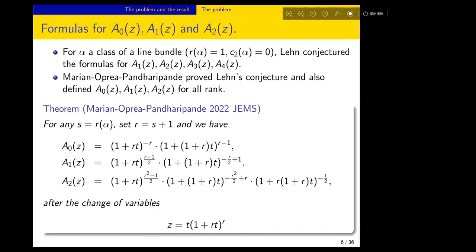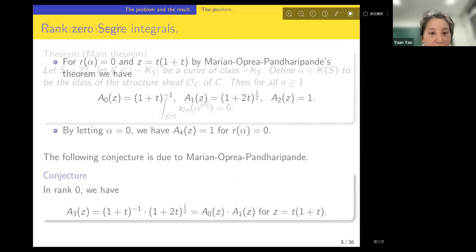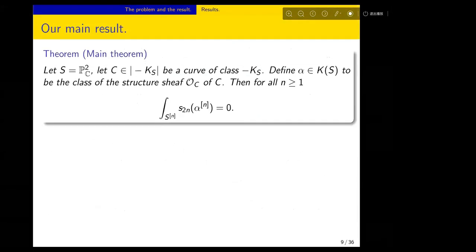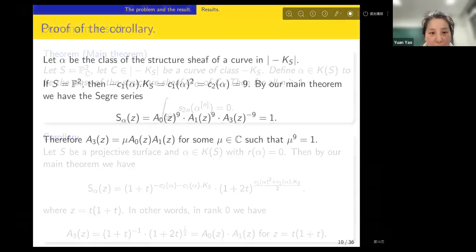So I've got a question. This was computed on P2. So for other simple surfaces, like a ruled surface or K3 or an abelian surface, is it possible to compute directly? Difficult. I think the problem is here, we use this form.